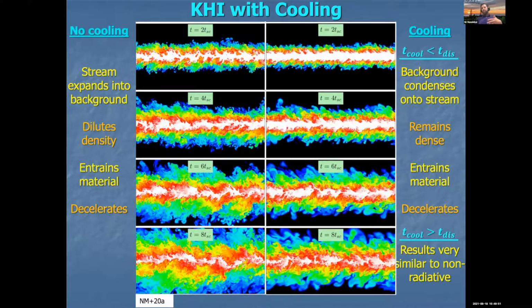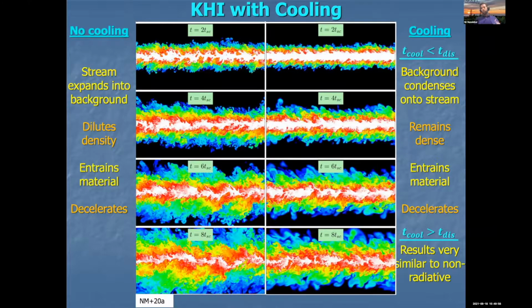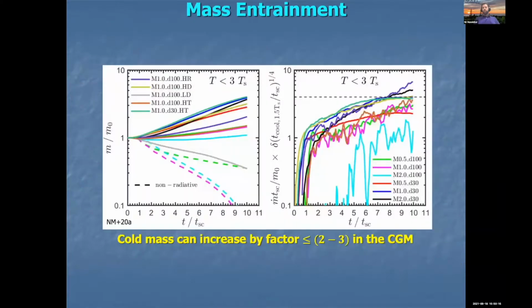Incidentally, if I slightly change the parameters of the simulation to put me in a regime where the cooling time is long compared to the disruption time, you can see that it really closely resembles the simulation with no cooling at all. This is the same thing, but now showing a map of the density, just to make the point that without cooling, the density becomes very diluted, but with cooling, the density stays very high.